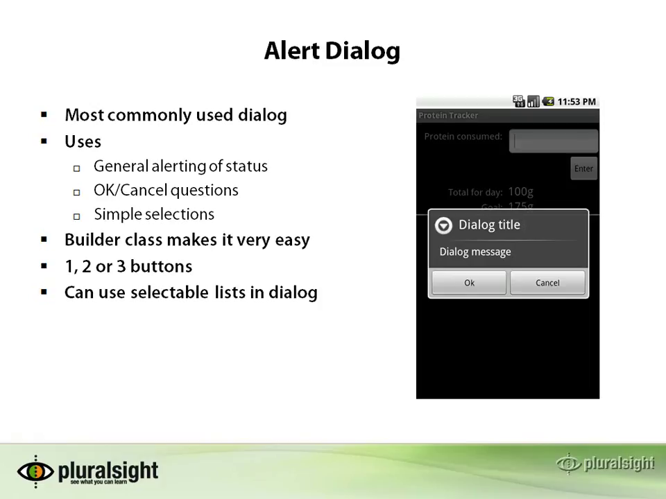You can also create a selectable list in the alert dialog. So what I mean by that is you could have, say, an alert dialog that said pick a color, red, green, or blue, and then the user would be able to pick a color. So it really is a useful dialog, and you'll find that it's a general all-purpose dialog.